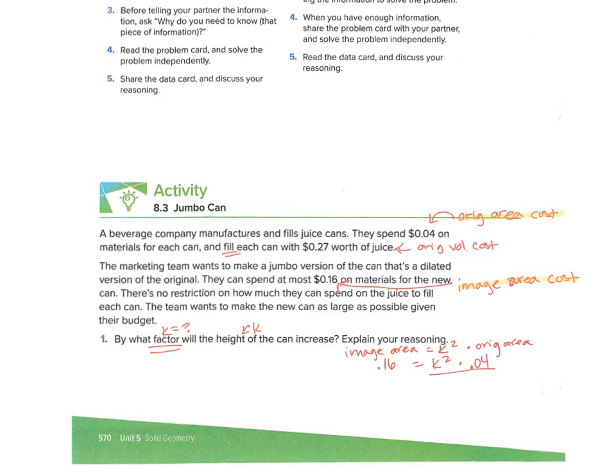I'm going to divide both sides by 0.04. So when I do that, I get 4 equals k squared. And so now I'm going to take the square root of both sides to isolate k, and I find that my scale factor is 2. That means the height of the can will double.